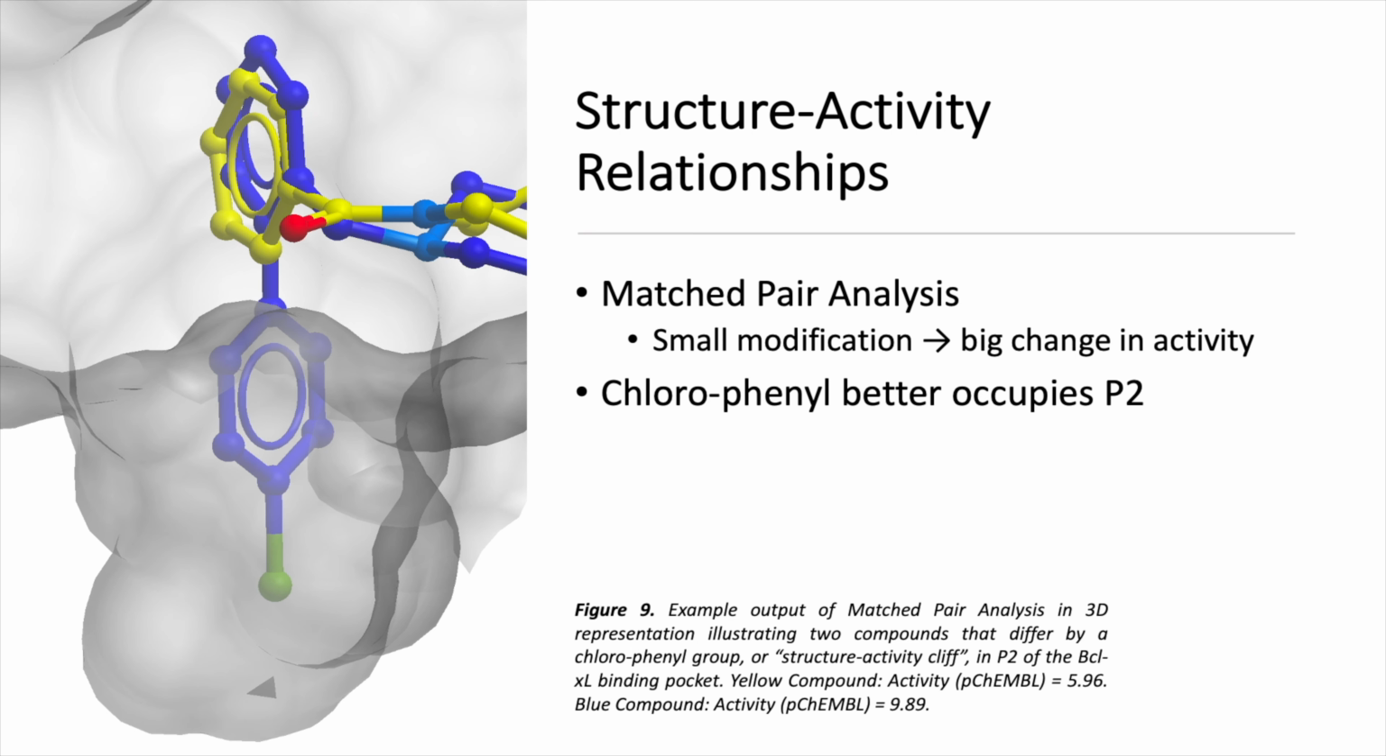An example of this change is illustrated in Figure 9, where the yellow compound has a p-Campbell of 5.96, and addition of the chlorophenyl in the blue compound achieved a p-Campbell of 9.89. The chlorine atom likely better occupies P2 and strengthens hydrophobic interactions. As such, this finding provides further support for the importance of P2 for Bcl-xL binding. In contrast, results from matched pair analysis demonstrated that there is little variability in existing compounds on the side that engages P4 in 3D.